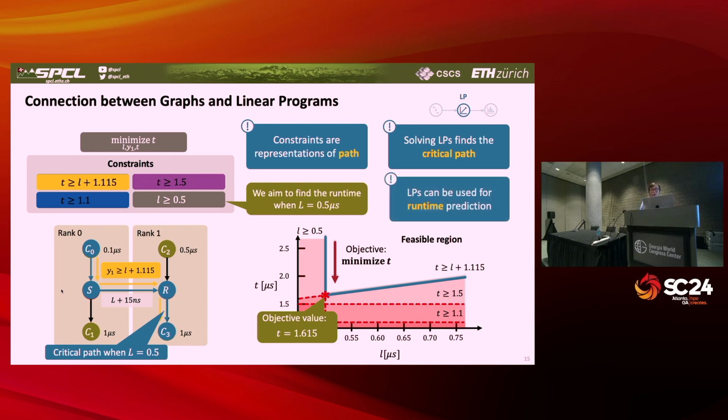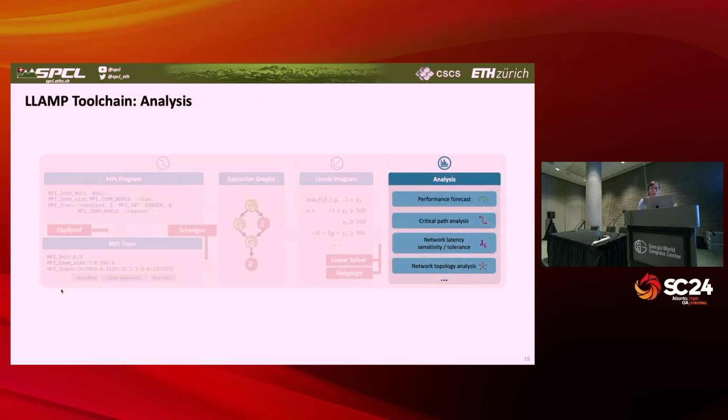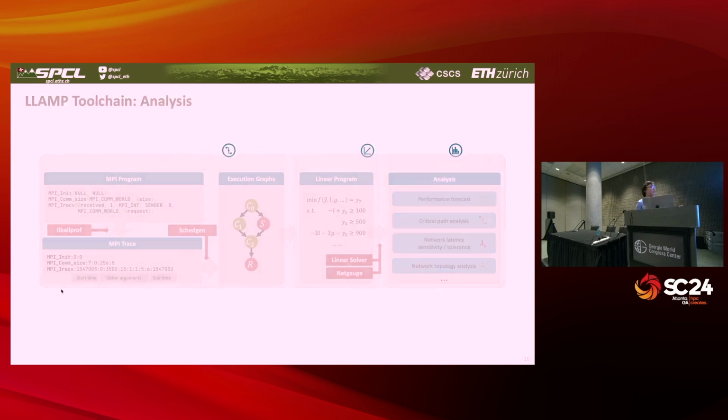The second takeaway here is that the objective value of the linear program directly gives us the runtime. So we say that linear programming can be used for estimating the runtime of an application given different LogGPS parameter values. Here I also want to talk about the types of metrics that we can obtain from doing this linear programming analysis.